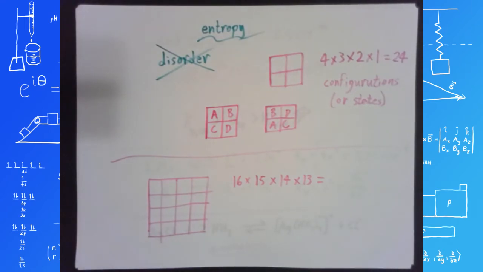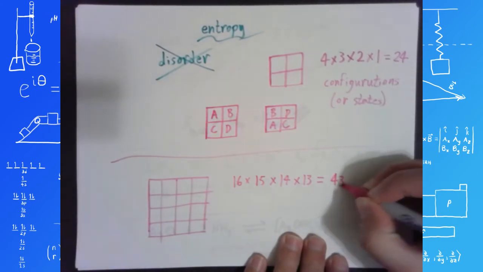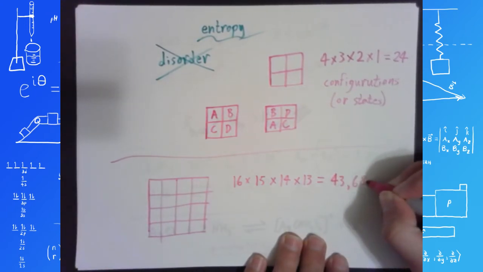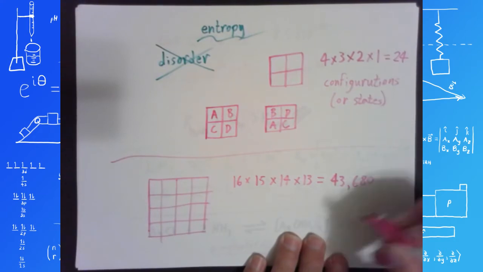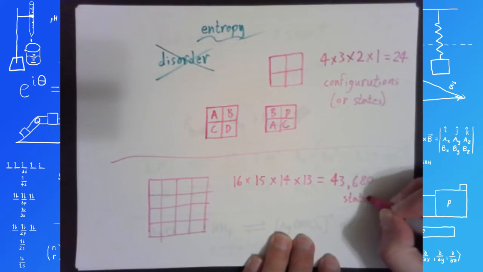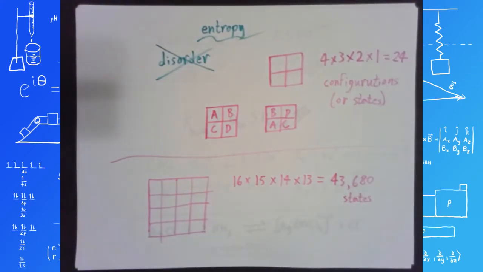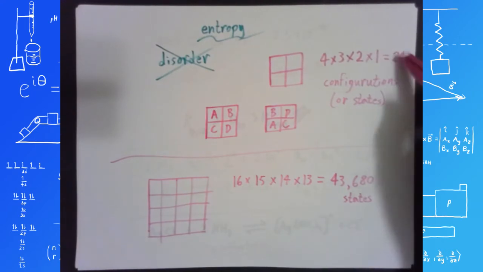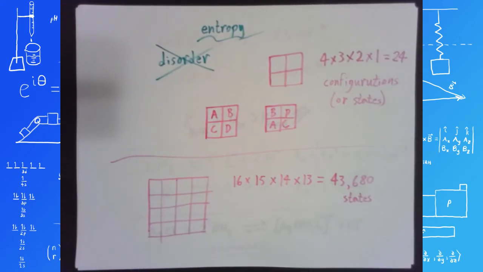Let's get out our calculator. So that's going to be 16 by 15 by 14 by 13, which is 43,680 possible configurations, or states. I'll just say states because it's a shorter word. Okay, so we went from 24 to 43,680 possible states.